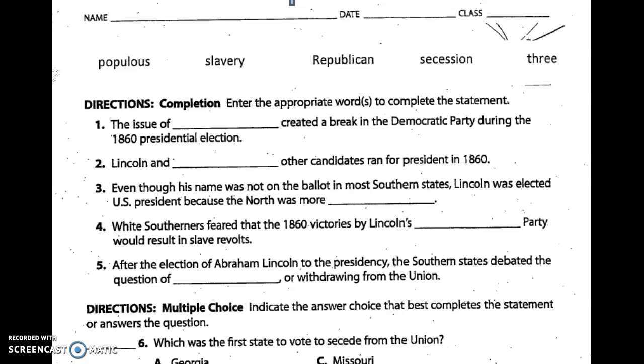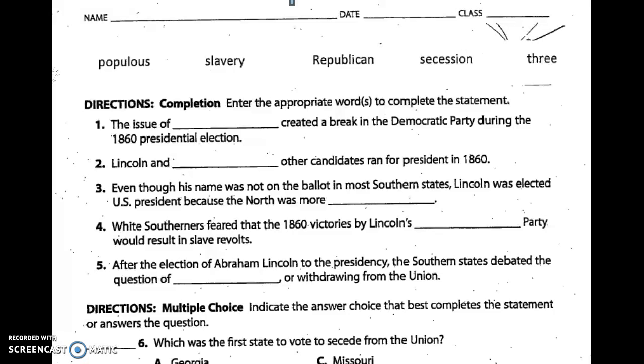Today you'll take the quiz for section 16.3 in Social Studies. Make sure you put your name, date, and class period at the top of the page. Here's the word bank for the first section, which is fill in the blanks.